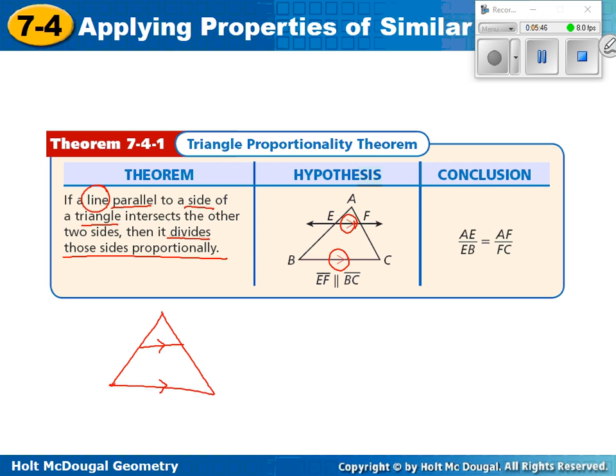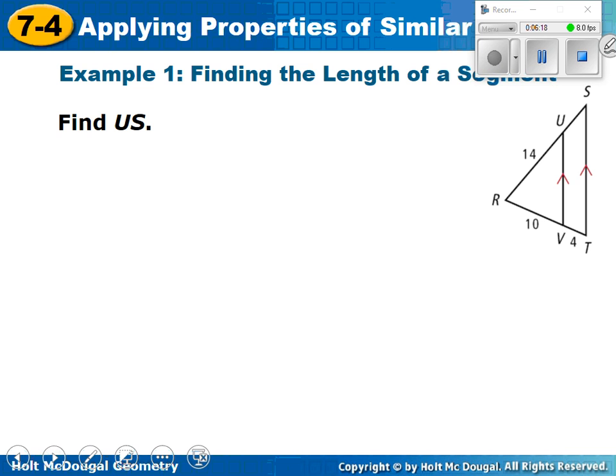And so what they're going to say is if one line is parallel to the base, then the two pieces that are now divided into are going to be proportional to each other. So AE over EB will always equal AF over FC. Does that make sense? It's just a shortcut. The lines have to be parallel or this does not work. So you have to have the little arrows. If you don't have those, you cannot use this theorem. Are we clear? Okay, so let's look at what that looks like on a problem.